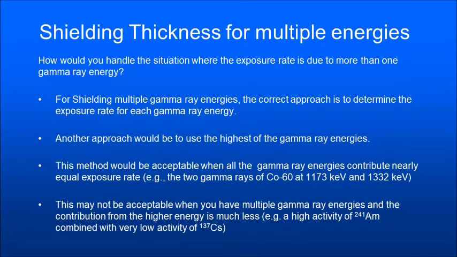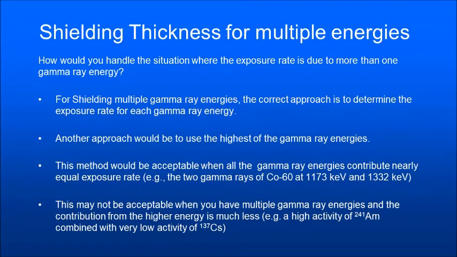You have two gamma ray energies, 1.17 and 1.33. But we know the number of photons of 1.17 and 1.33 are almost equal, so you can take a mathematical average. This is not the case, for example, if you take iridium, where each photon will have different weightages. So you have to apply the weightage and correct the exposure rate for each gamma ray energy.